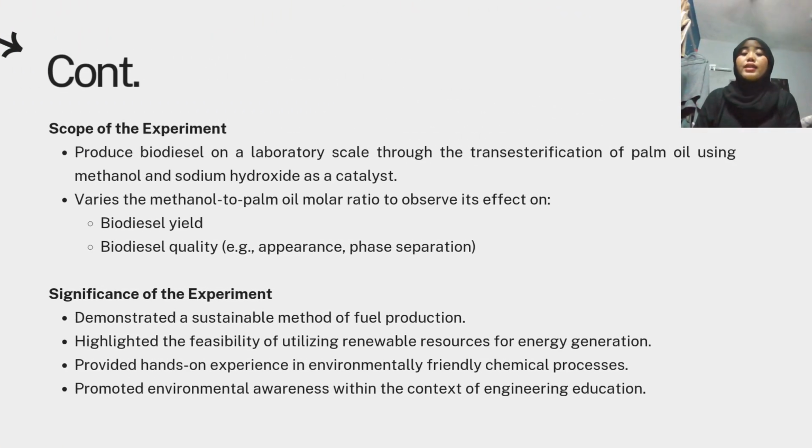Let's now look at the scope of our experiment. Our goal was to produce biodiesel on a laboratory scale through a process known as transesterification, using palm oil as the feedstock and methanol with sodium hydroxide as the catalyst. A major variable in our experiment was the methanol to palm oil molar ratio. By adjusting this ratio, we observed its effect on two important factors: the yield of the biodiesel produced and the quality, based on appearance and how well the biodiesel separated from other phases like glycerin.